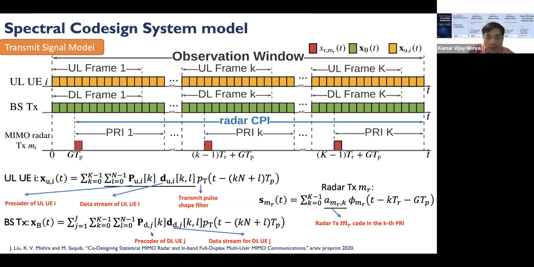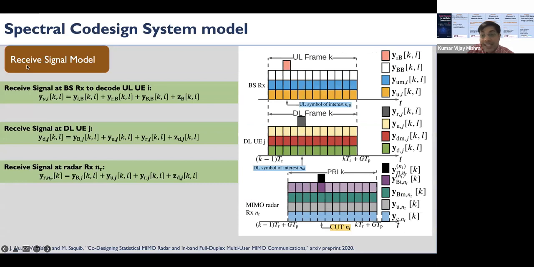After that, when you look at the receive signal model, it is even more complex. At the base station receiver, we get our uplink symbol of interest, but then there's a lot of interference. There's interference from radar, self-interference because of full duplex, and multi-user interference as well. It's the same at the downlink. So you're seeing multiple terms here, plus noise. The last term is the noise term.